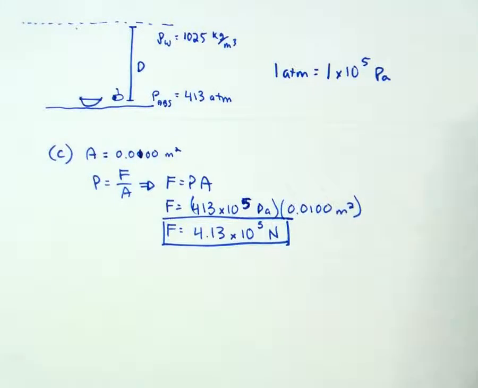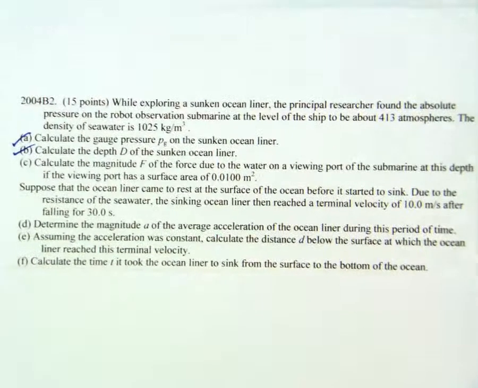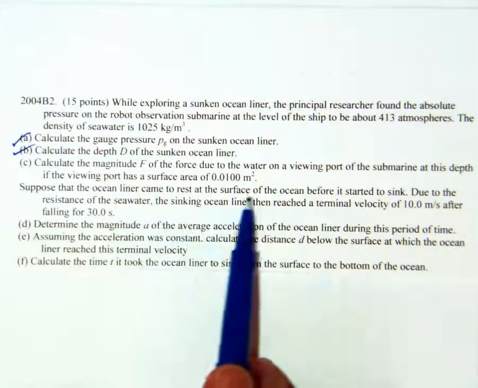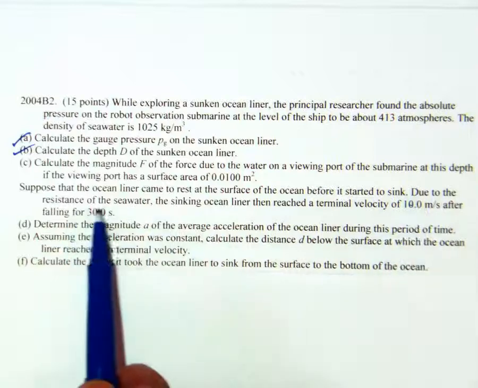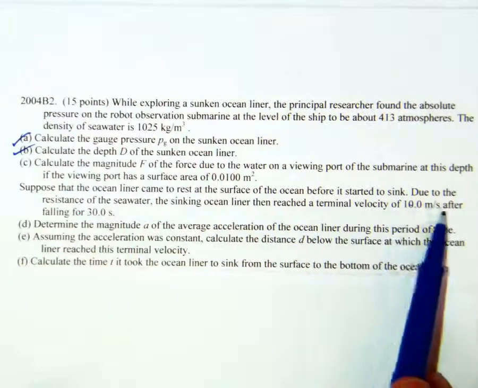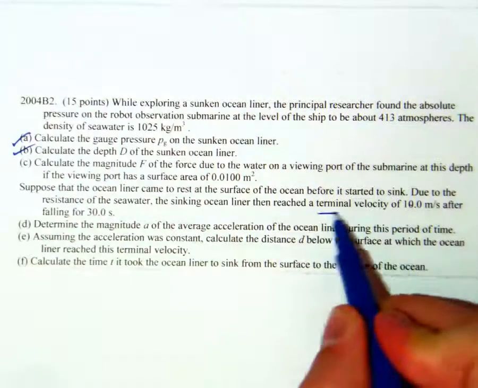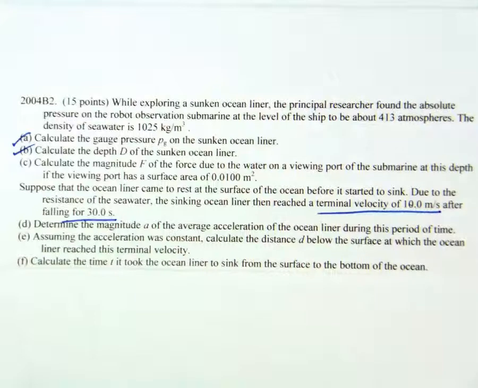Now, let's see what the problem's asking us to do in part D. It takes this area and changes it a little bit. Suppose that the ocean liner came to rest at the surface of the ocean before it started to sink. Due to the resistance of the seawater, the sinking liner has then reached a terminal velocity of 10 meters per second after falling for 30 seconds.